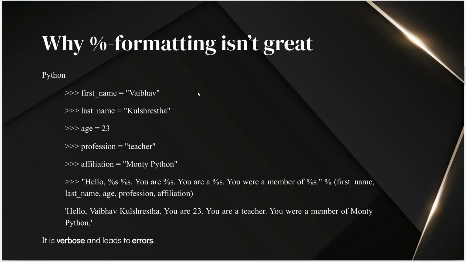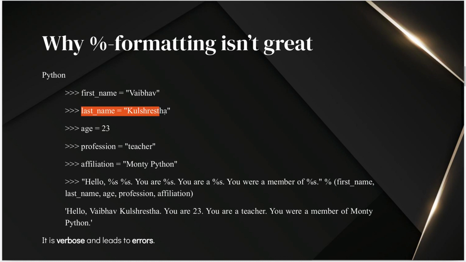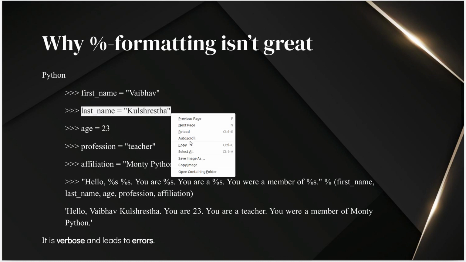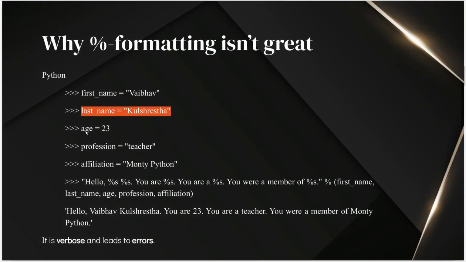But if you go to a slightly more complex example, you will see why it is more verbose and how it can lead to errors. Okay, so let us enter the new variables along with their values. I'm sorry, but I'm just copying them because it will be just too much work to type it out. Age I've already defined, profession teacher, and I am affiliated to Monty Python, let us say.